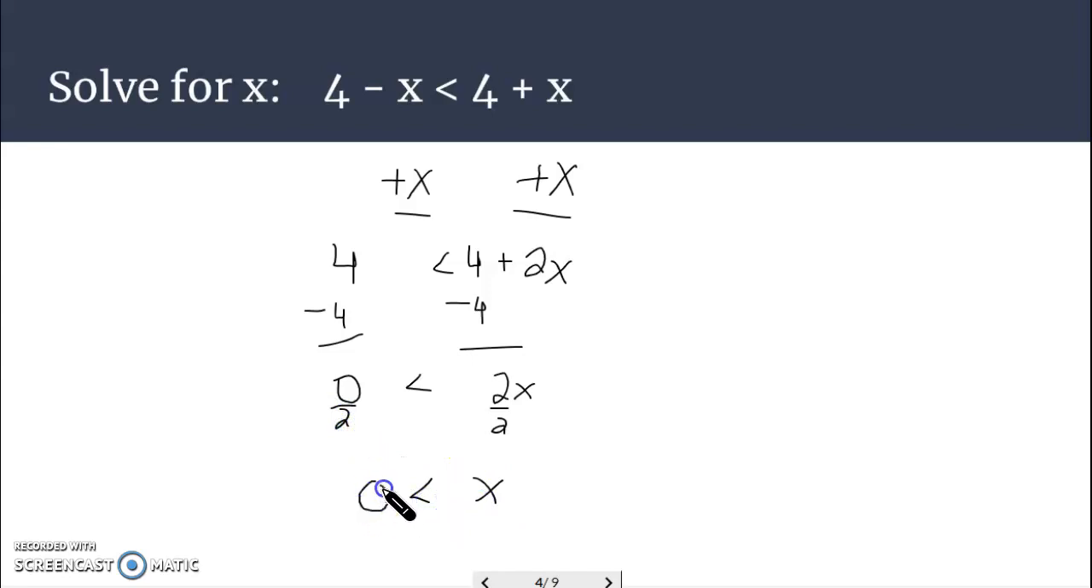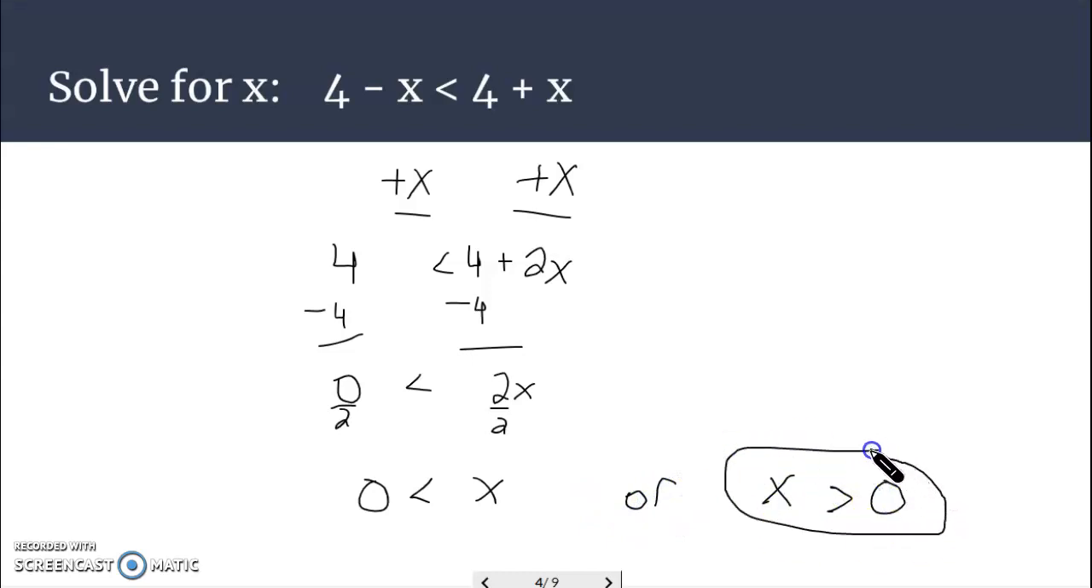Now you can read this a couple of ways: 0 less than x, or you can spin it around and say x greater than 0. You normally say the variable first with inequalities. So any number greater than 0 makes this inequality true.